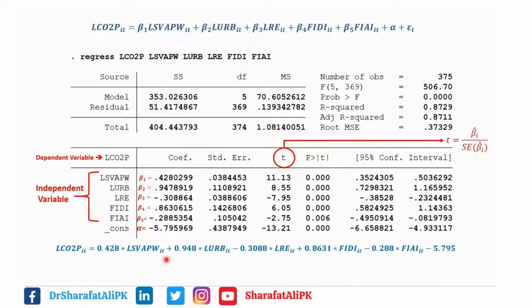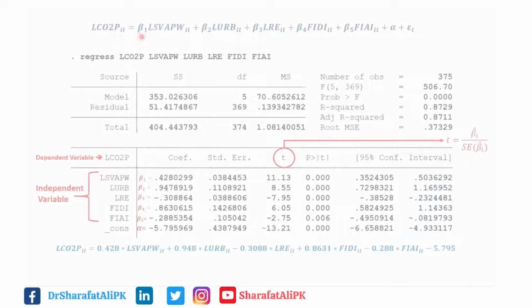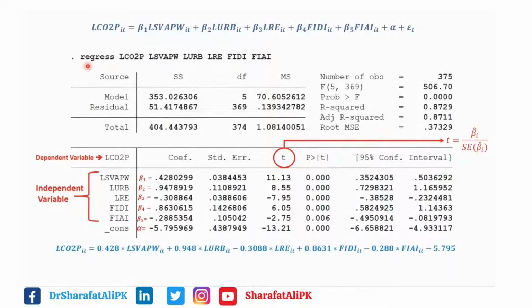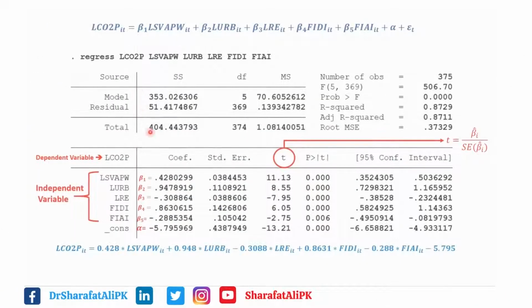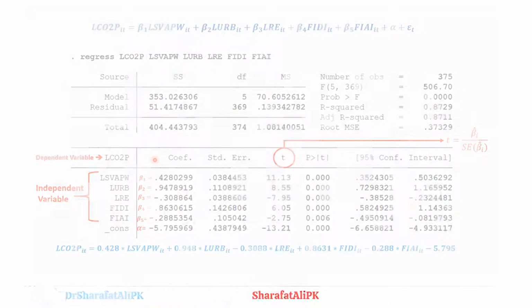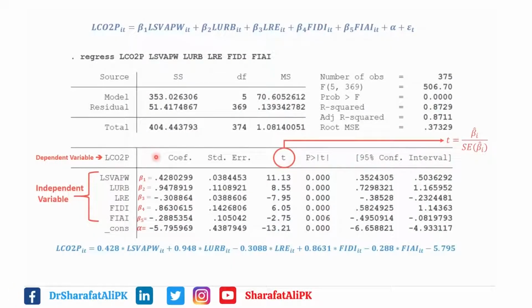So this is the estimated model that we wanted to estimate in our research. So you can see we have estimated this model by putting this command in STATA, and we got these results, and at the end we have our estimated model. In the next video we will learn how to perform post-regression estimations or diagnostic tests to confirm the statistical reliability and validity of the results.